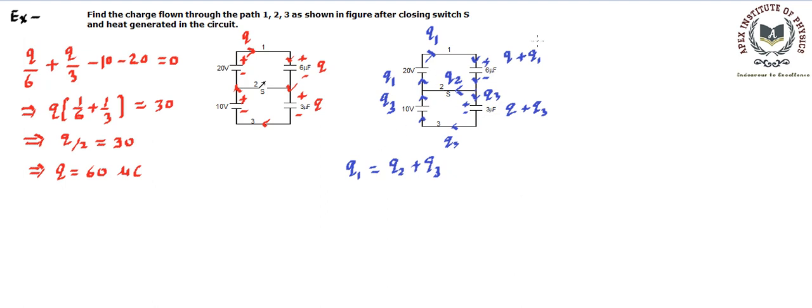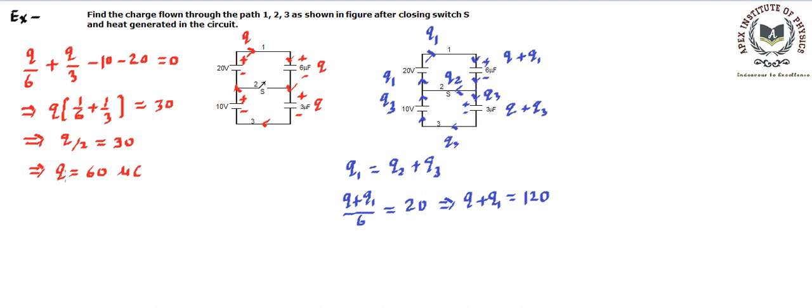So the upper loop will have the equation from here, or you can directly say this 20 volt will be across this capacitor. So we can say charge, which is Q plus Q1, divided by capacitance, which is 6. This will be equal to the battery potential difference, which is 20. If we solve this from here, we will get Q plus Q1 comes out to be 120.